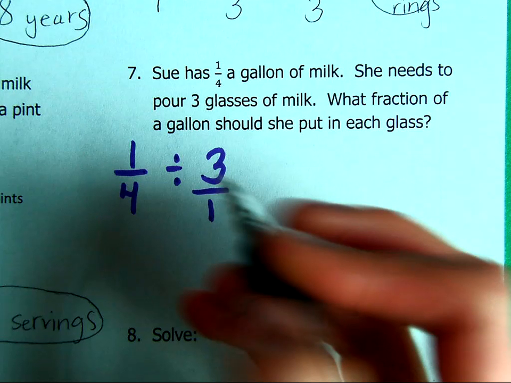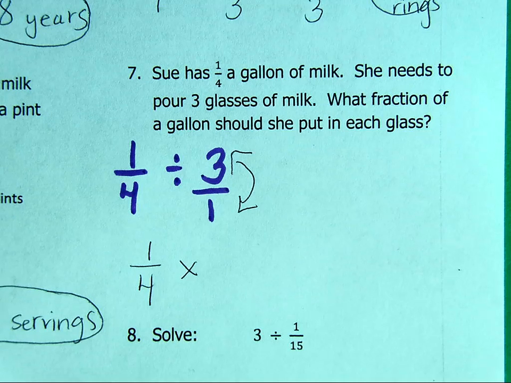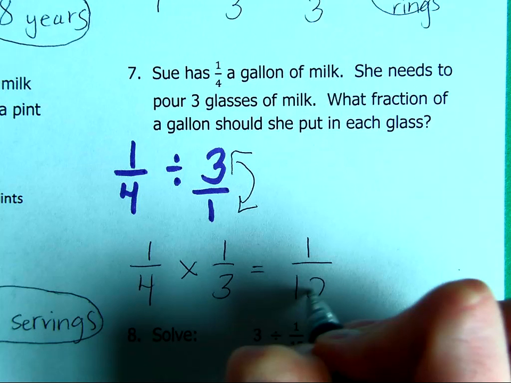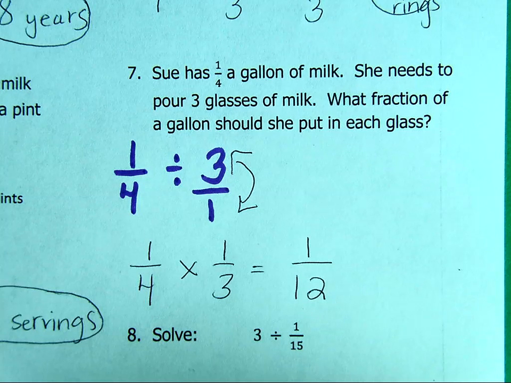Now I'm going to multiply 1/4 times the reciprocal fraction of 3 over 1, which would be 1/3. 1 times 1 equals 1, and 4 times 3 equals 12. So 1/12 of a gallon would be put into each glass.